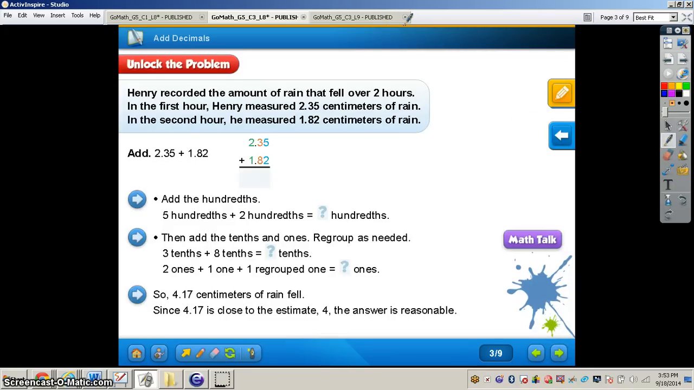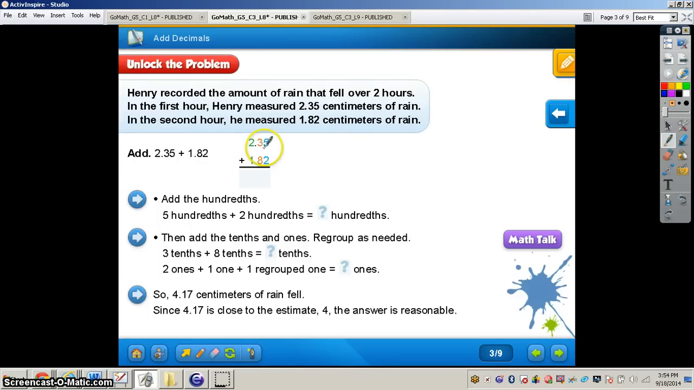Now, it says Henry recorded the amount of rain that fell over 2 hours. In the first hour, Henry measured 2 3/500 centimeters of rain. In the second hour, he measured 1 8,200 centimeters of rain. Okay, now as we work through this problem, the important thing to do first is line up your decimal. You always need to line up your decimal whenever you're adding or subtracting decimals.